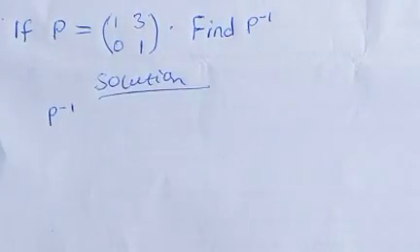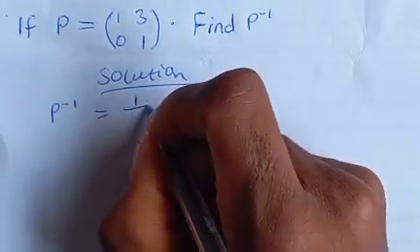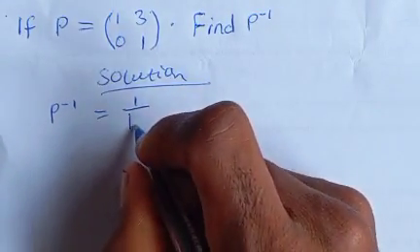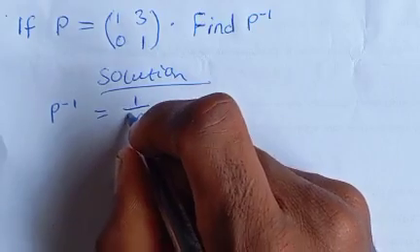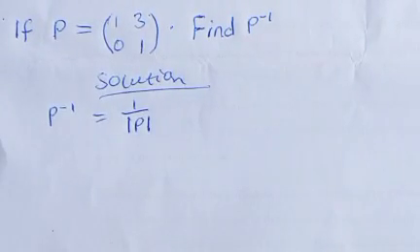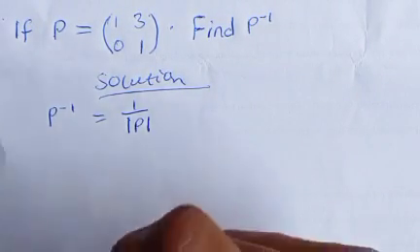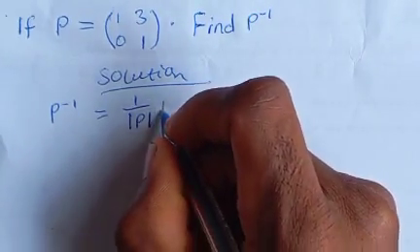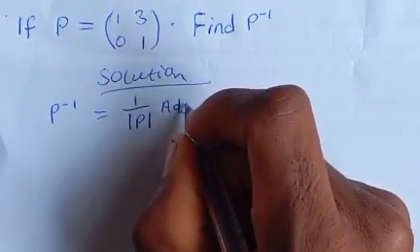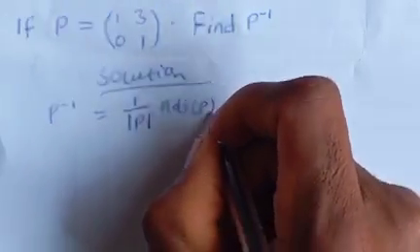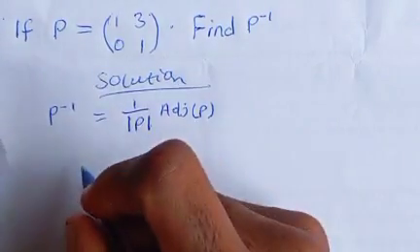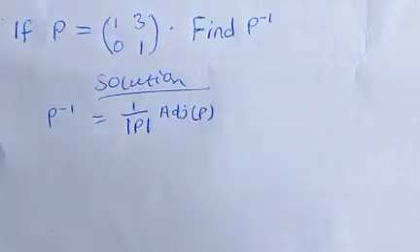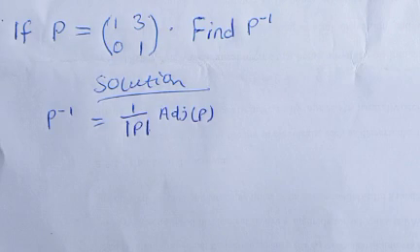The inverse of a matrix is equal to 1 over the determinant. The determinant is simply written as the magnitude of P. So it is 1 over the determinant times the adjoint of P. This adjoint is simply the transpose of the cofactor matrix.